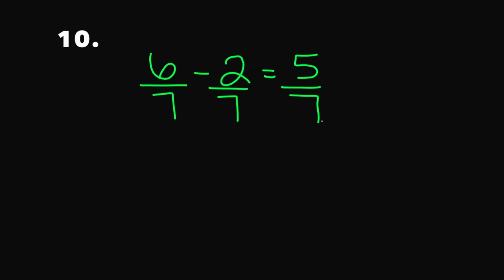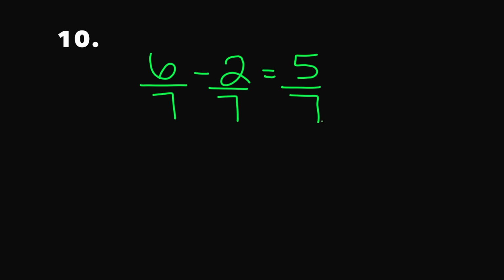So let's look at this question. 6 over 7 minus 2 over 7 equals 5 over 7. Is this true or false?